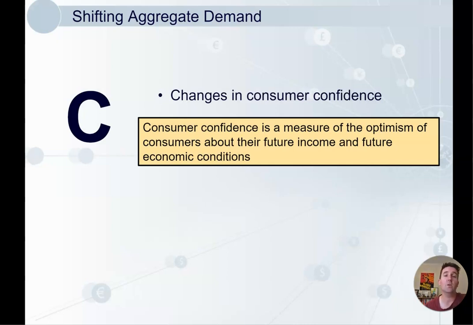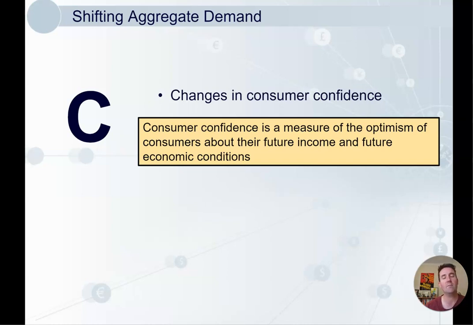Let's look at what changes each of those: C, I, G, X minus M, right? Firstly, what changes consumption? There are a few things. One is a change in consumer confidence. So that's a measure of the optimism of consumers about their future income and future economic conditions.